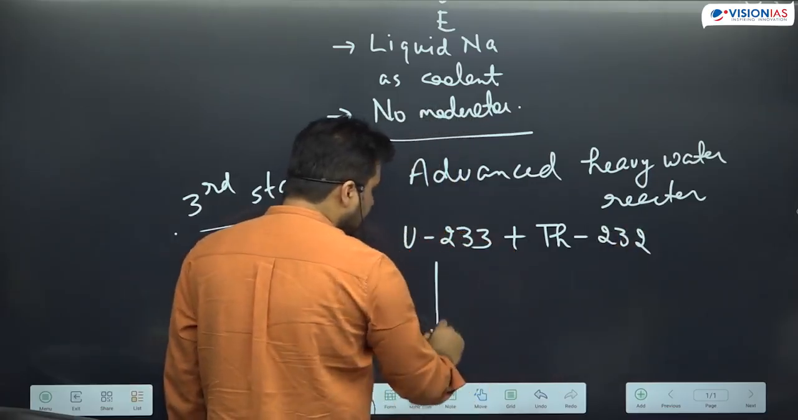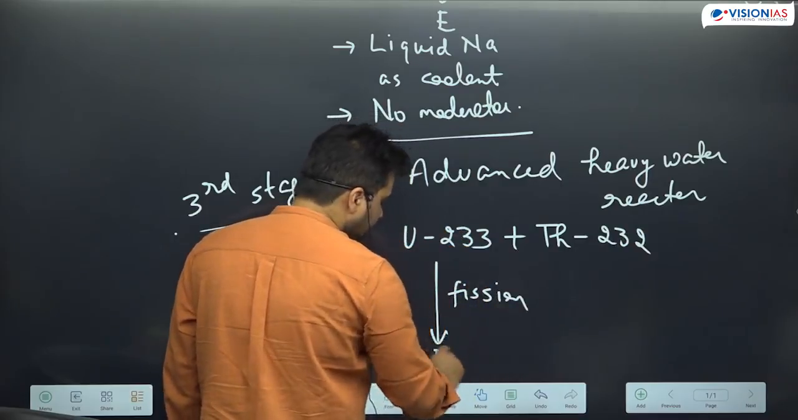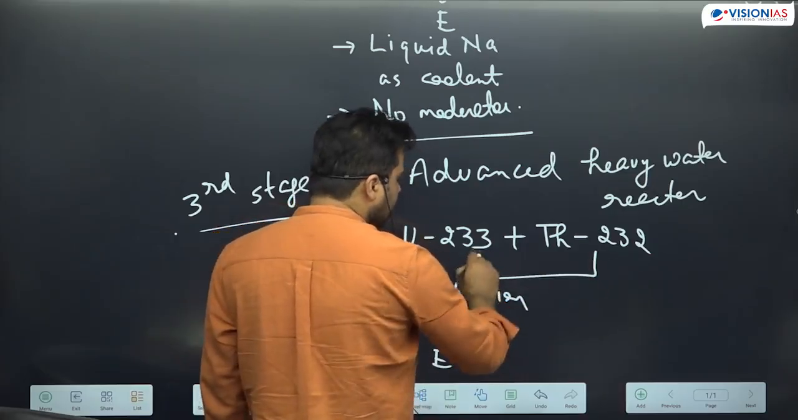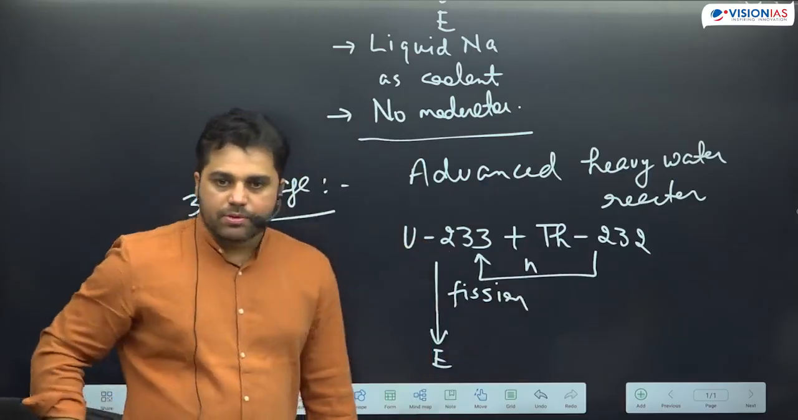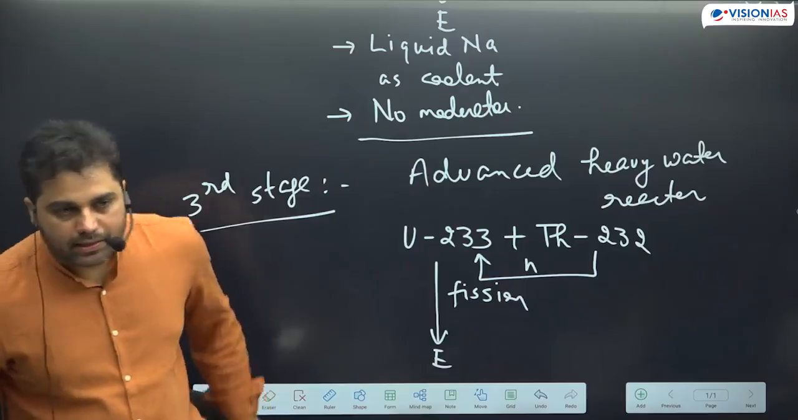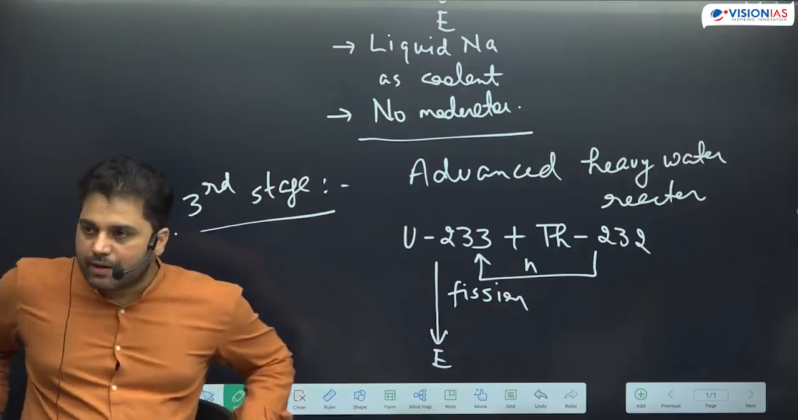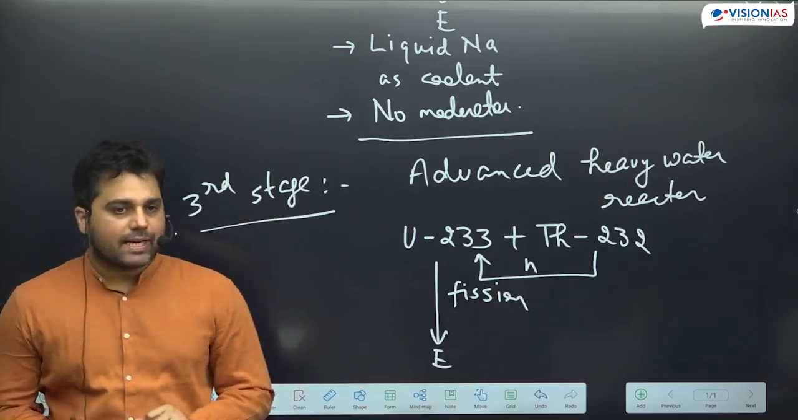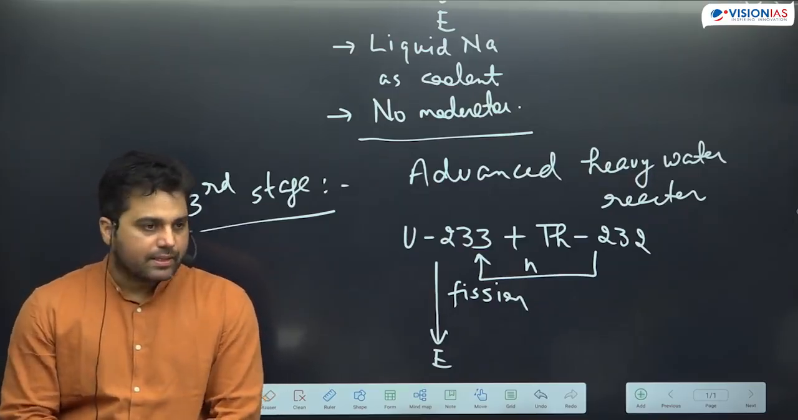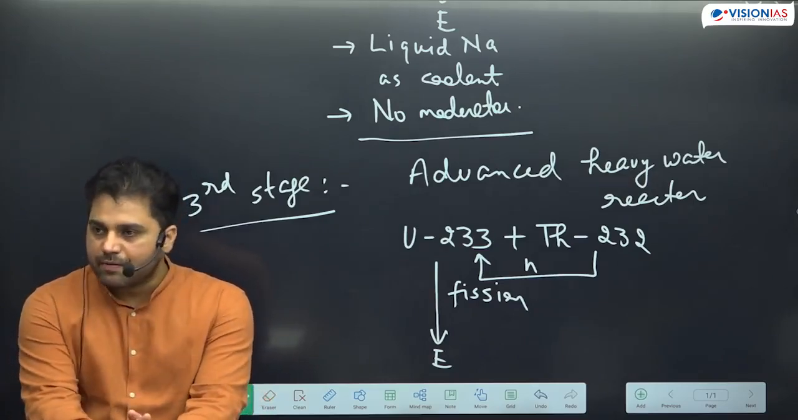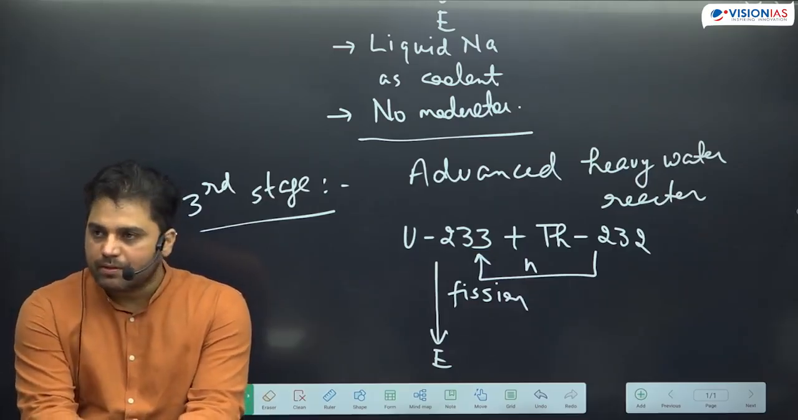And uranium-233 can undergo fission, and it can produce energy, but that thorium can convert into uranium by absorbing a neutron, and we can keep converting that thorium into uranium, and we can keep producing energy. And we have so much of thorium, the third stage can go on for about 400 to 500 years. So while first and second stage are for 30 to 40 years, third stage can now go on for 400 to 500 years, and we can produce a lot of energy. We have so much amount of thorium reserve available.